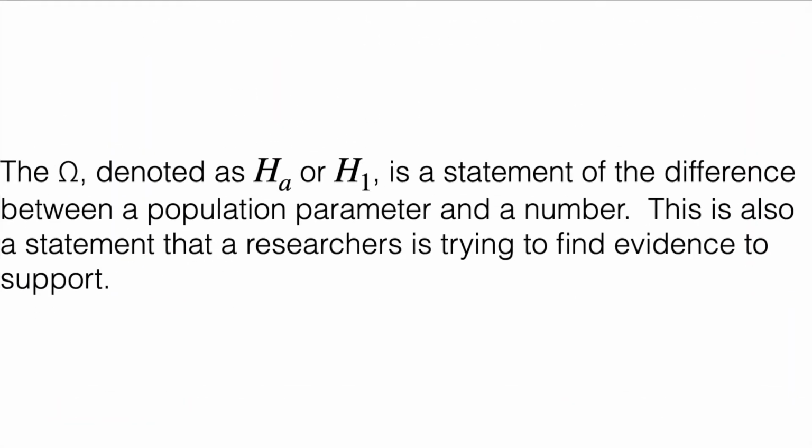The alternative hypothesis, denoted as H sub A or H sub 1, is considered to be a difference between a population parameter and a number. This is also a statement that the researcher is trying to find evidence to support. Later we will see that the alternative hypothesis is also a statement regarding the difference of two means or two proportions, but we'll see that later on.